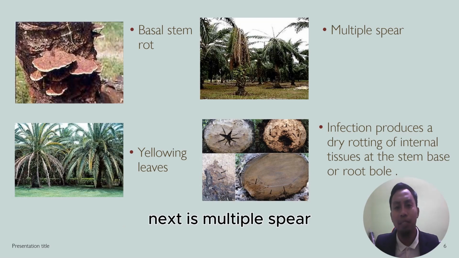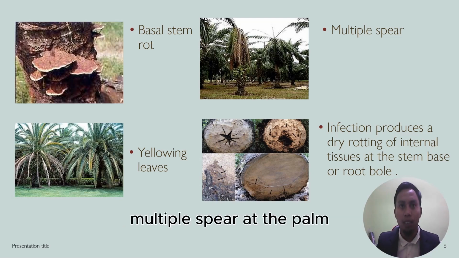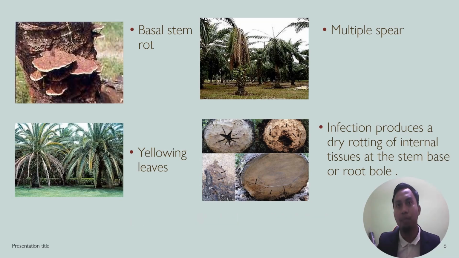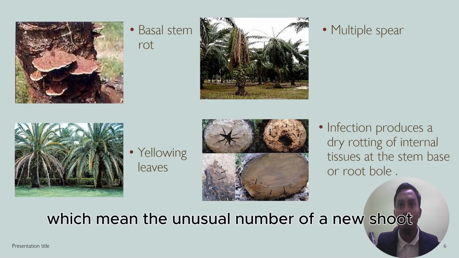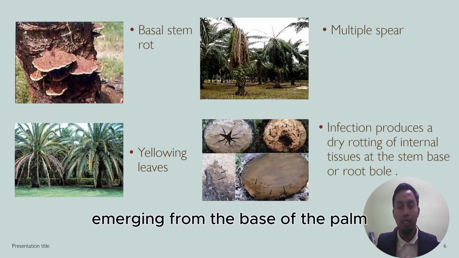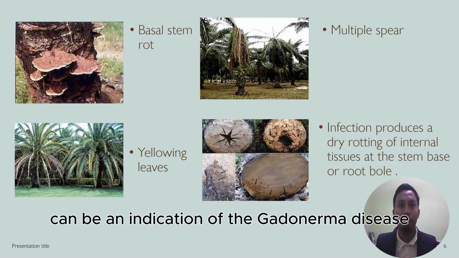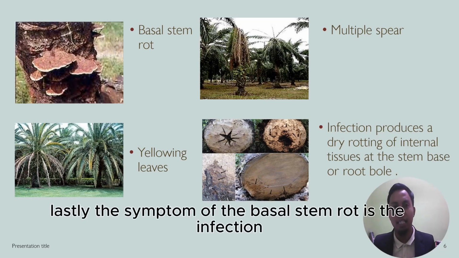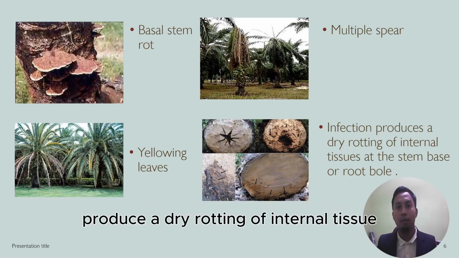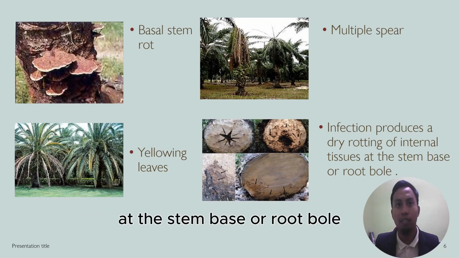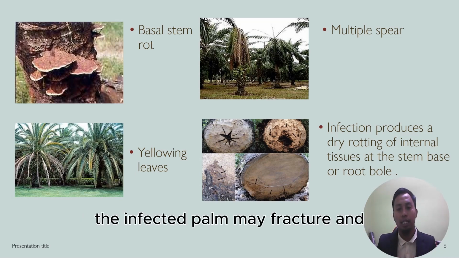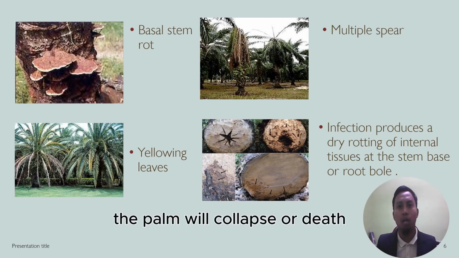Next is multiple spears. Multiple spears at the palm, which means an unusual number of new shoots emerging from the base of the palm, can be an indication of Ganoderma disease. Lastly, the symptom of basal stem rot is that the infection produces a dry rotting of internal tissue at the stem base or root ball. The infected palm may fracture and the palm will collapse or die.